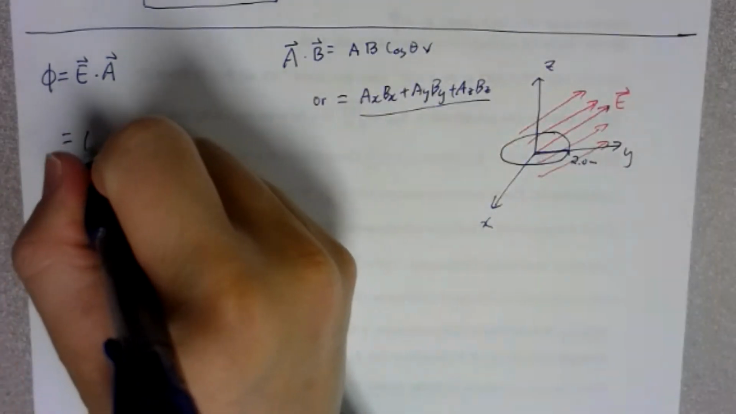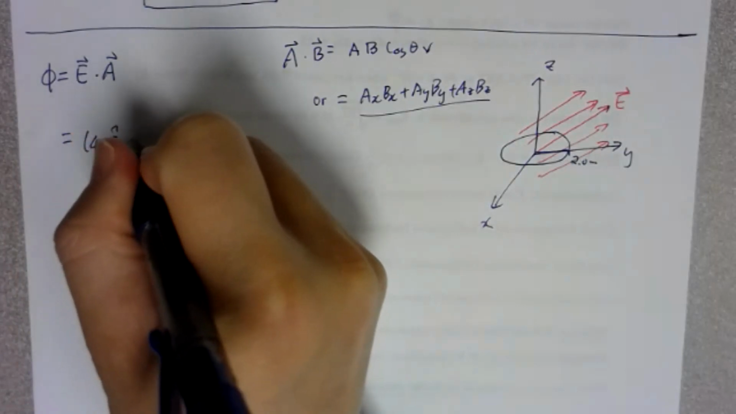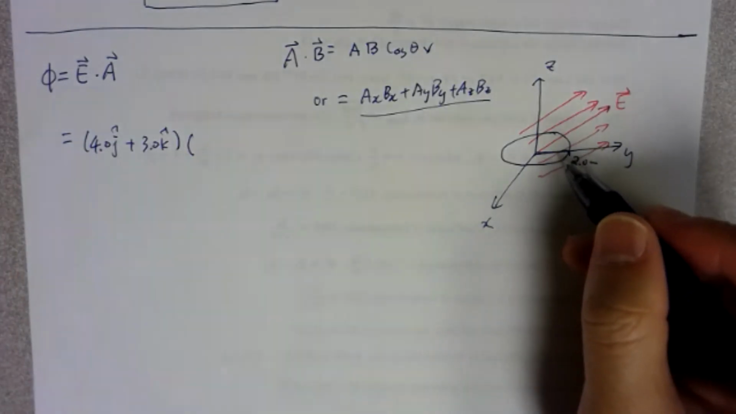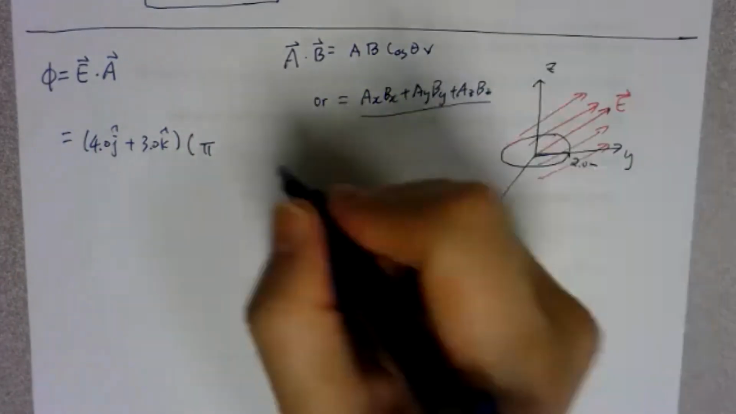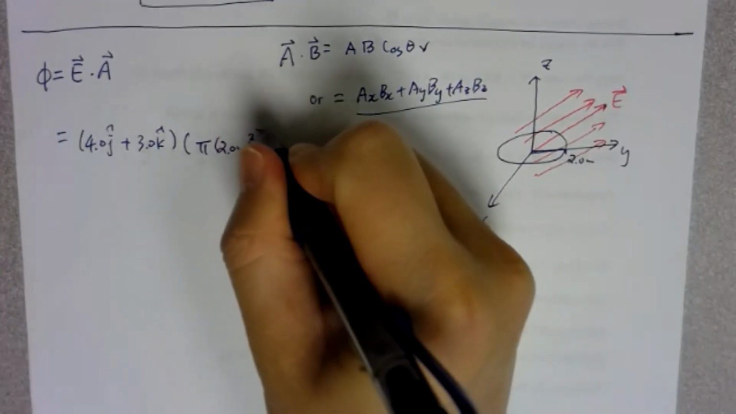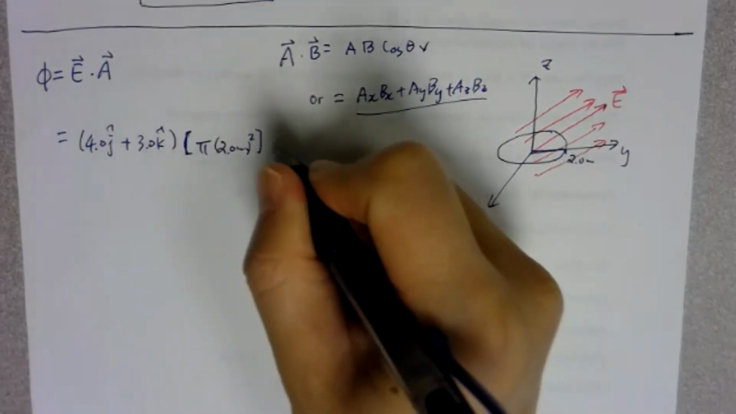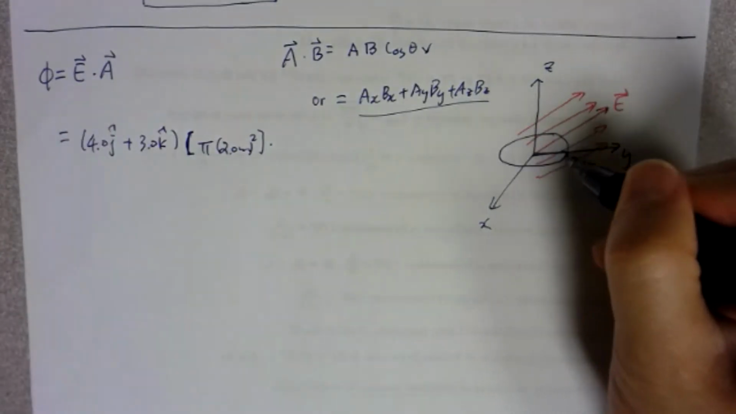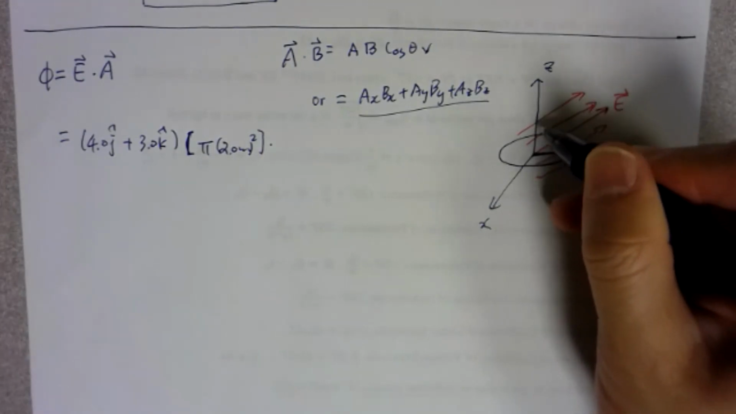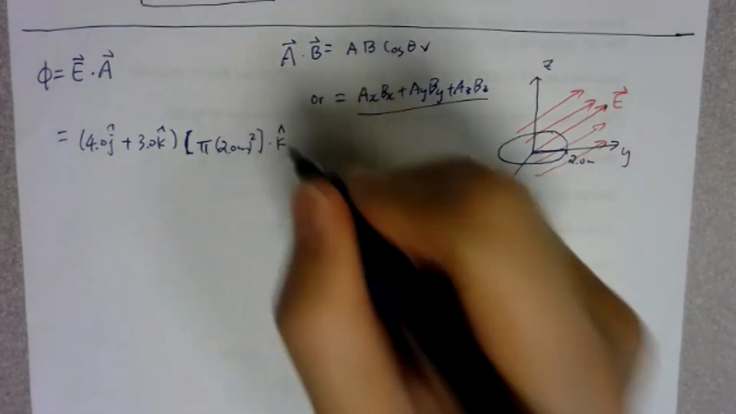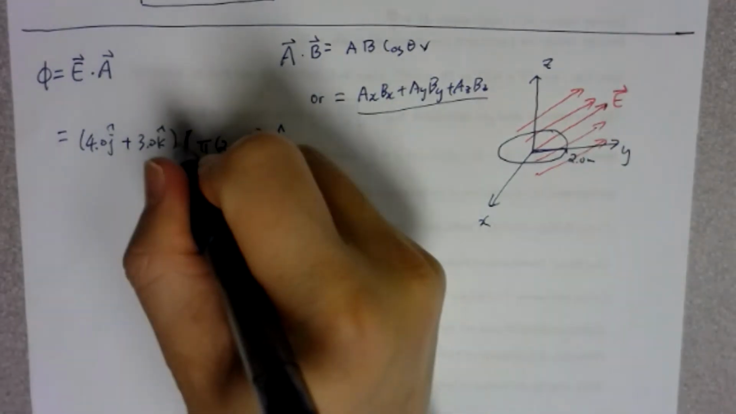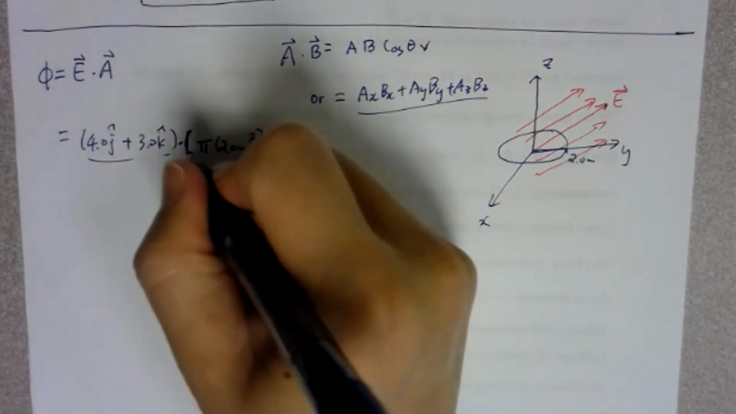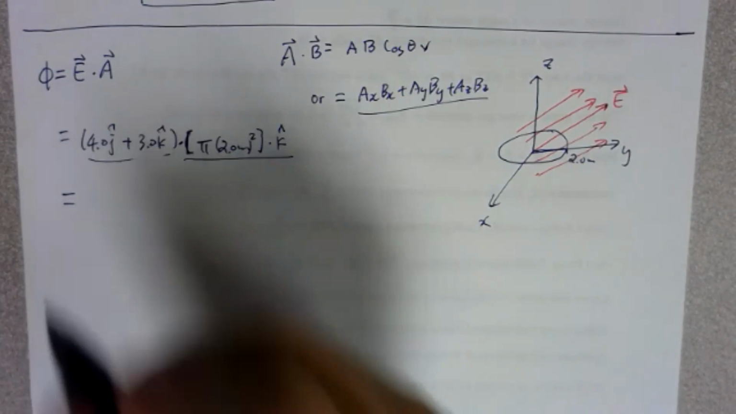So E is 4.0 J plus 3.0 K. For the area, its radius is 2, so the area will be pi times 2.0 meters squared, right? That's the area, but the direction of this area vector should be in the normal direction, right? So if the circle is in the XY plane, then the direction will be in the Z direction, okay? So that will be in K direction, okay? So you have A dot B, A vector dot B vector, all right?